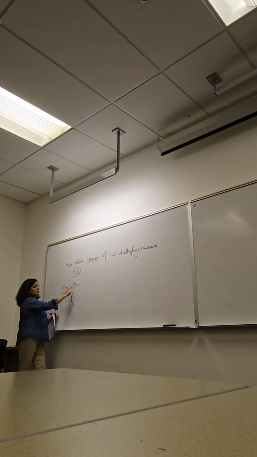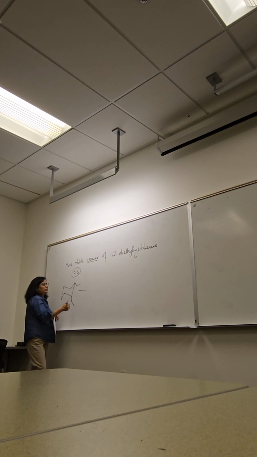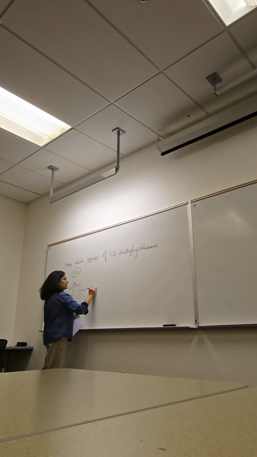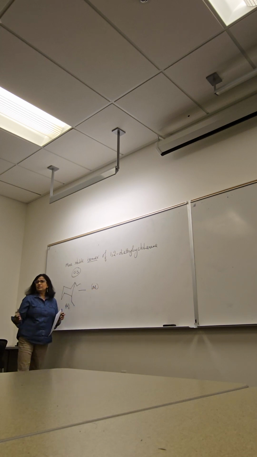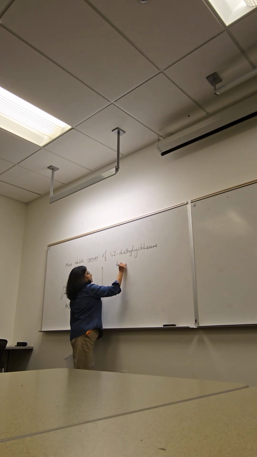That's equatorial, axial. When you do a ring flip, do you have to draw everything? Not really, if you think about it. If it's EA, what happens to E when you ring flip? It becomes A. And what happens to A when you do a ring flip? It becomes E. So it would become AE when you do a ring flip. Right? Okay, that's cis. What about trans?